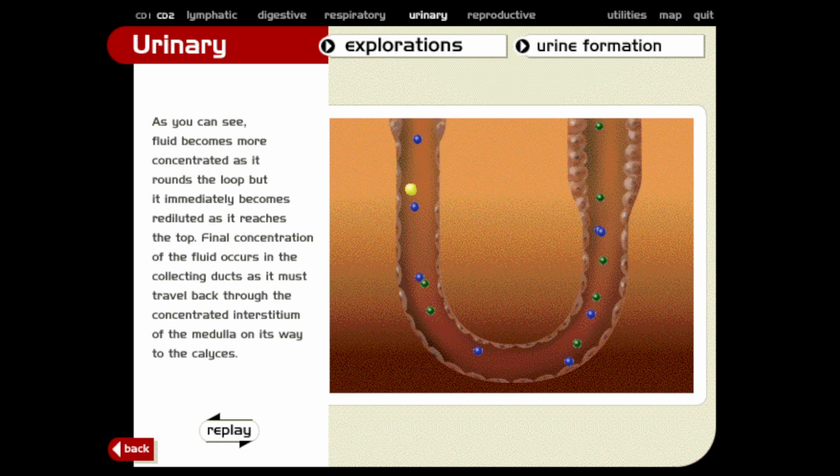As you can see, fluid becomes more concentrated as it rounds the loop, but it immediately becomes rediluted as it reaches the top. Final concentration of the fluid occurs in the collecting ducts, as it must travel back through the concentrated interstitium of the medulla on its way to the calyces.